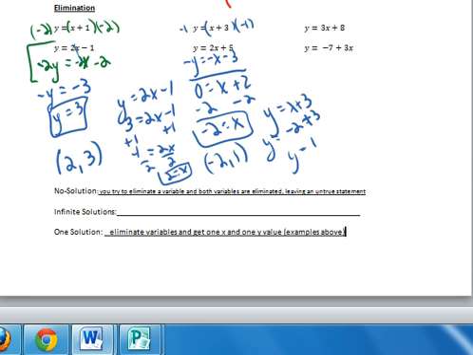If you try to eliminate variables and both variables eliminate, you're left with one of two things, either a true statement or an untrue statement. If it is an untrue statement left, like 6 equals 3, that means there's no solution. There's no point where these intersect. These lines are parallel. If you are left with a true statement, like 6 equals 6, then we're talking about the same line.